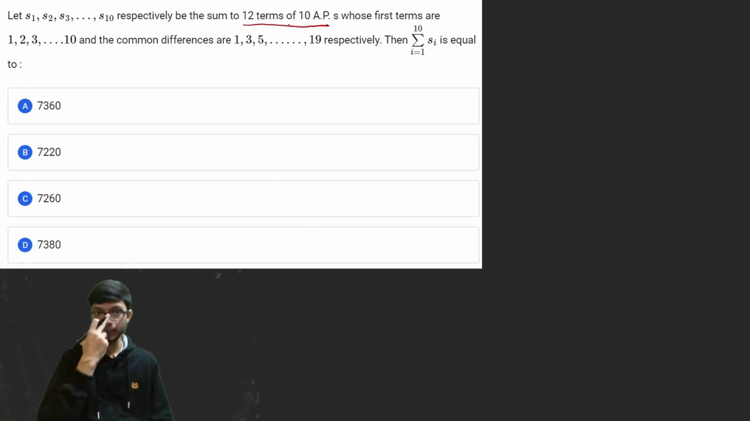So if you have 10 APs and the sum of the 12 terms of those 10 APs are S1, S2, S3 and so on up to S10, and the first terms of the 10 APs are such that the first AP has first term 1, the second AP has first term 2, the third AP has first term 3 and so on up to 10. And similarly the common differences are 1, 3, 5 and 19 respectively. Now you have to sum up for this particular value.